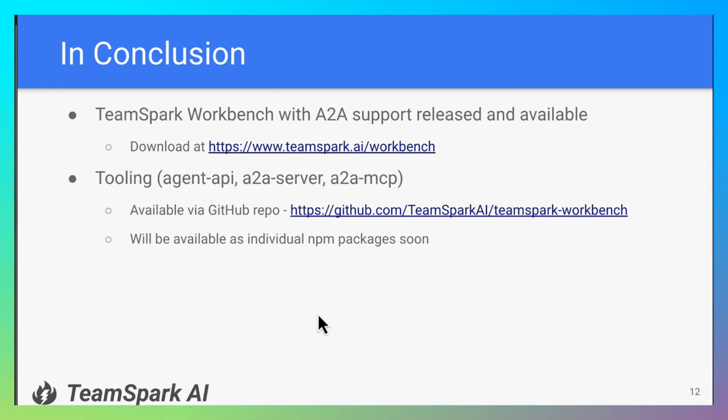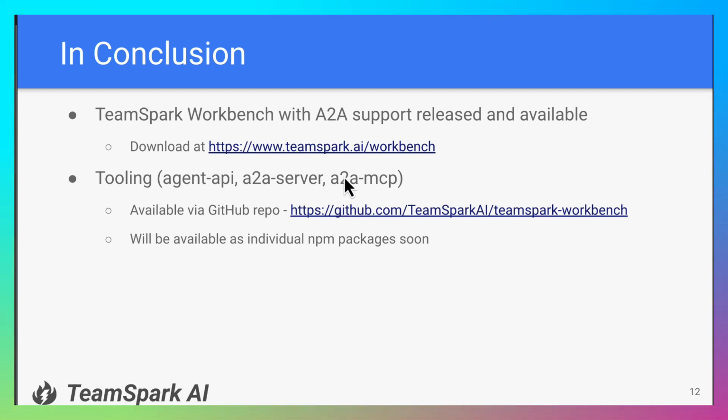So that's kind of the end of the demo, the end of the presentation. TeamSpark Workbench with the A2A support that we've shown is released and available. So you can go to the website and download the app and run it and play with it. The tooling, we have basically 3 pieces of tooling. We have the agent API, which is the standalone SDK that allows you to run our agents, in a pure JavaScript, TypeScript environment anywhere you want from your own code. We have the A2A server, which is both an API and a command line app that lets you run those agent API agents as A2A server agents.